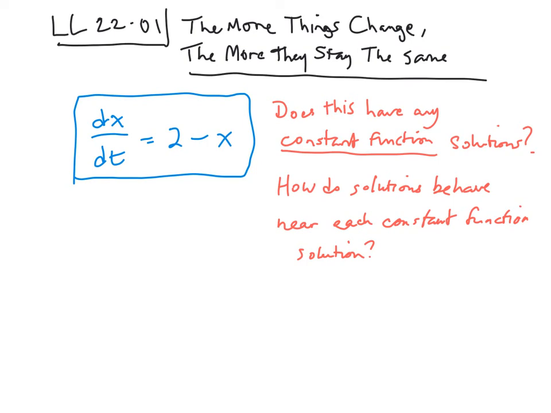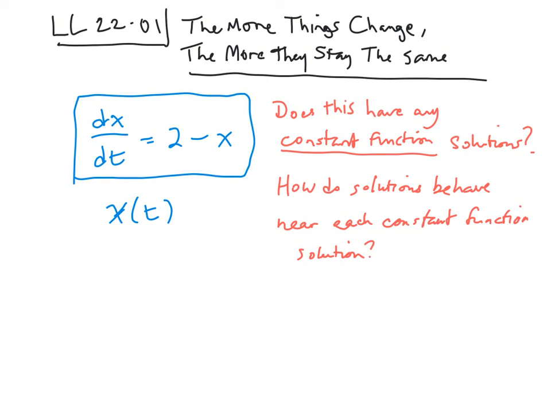Now I know that you're used to seeing x as the independent variable in a situation, but actually when we work with differential equations, a lot of the time we write down a differential equation in which x is a function of t. So in this situation, we're thinking of x as the dependent variable and t, or time, as the independent variable. And the question I want to ask is, does this differential equation have any solutions, x of t, that are constant functions? And if so, how do solutions to this differential equation behave around that constant function solution?